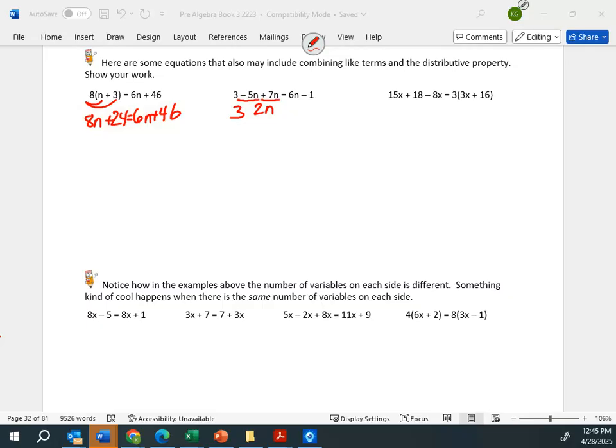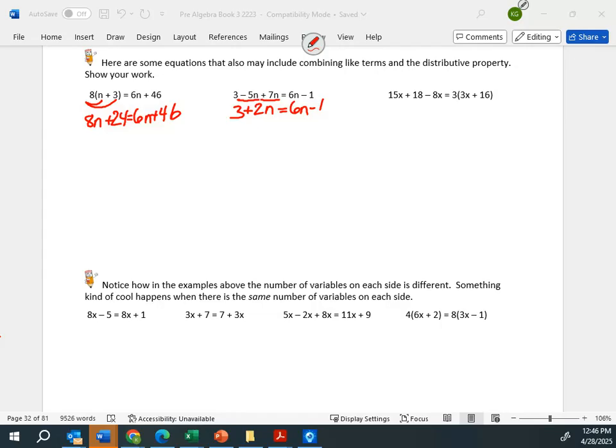Christina? Let's think that through. Is it a negative 2n? It's not a negative 2n. So I can't put subtract, because remember that subtraction sign made it a negative 5n. Negative 5n plus 7n was a positive 2n, so it's an adding. And that equals 6n minus 1.